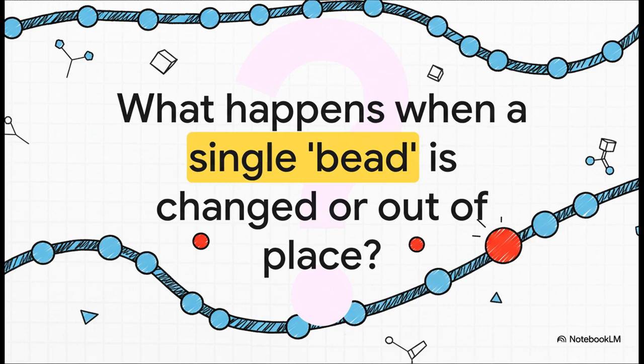We've just talked about how perfectly this whole thing is built, with millions and millions of tiny pieces all in a row. But what happens if just one of those pieces, a single bead in that massive genetic necklace, gets changed, or maybe it gets damaged, or even just put in the wrong spot? What do you think the consequences are for the entire living thing?